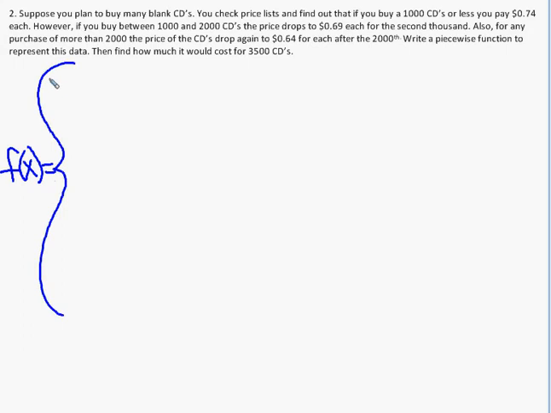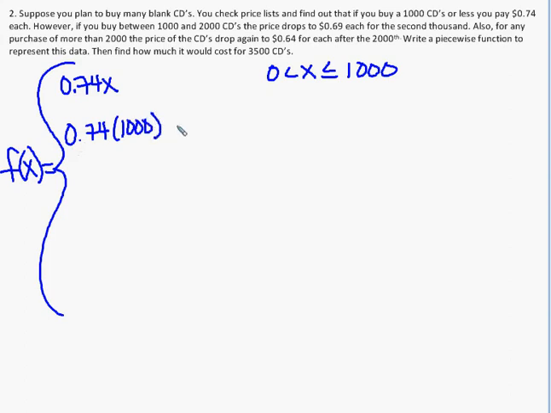The first one's for the first 1,000. So for the first 1,000 CDs, we're going to be paying 74 cents per CD. So for our domain, it'd be from 0 up to and including 1,000. Now between 1,000 and 2,000, the price will drop to 69 cents, but we're still going to be paying the 74 cents for the first 1,000 CDs. Then we'll be paying the 69 cents for anything over, so x minus 1,000.